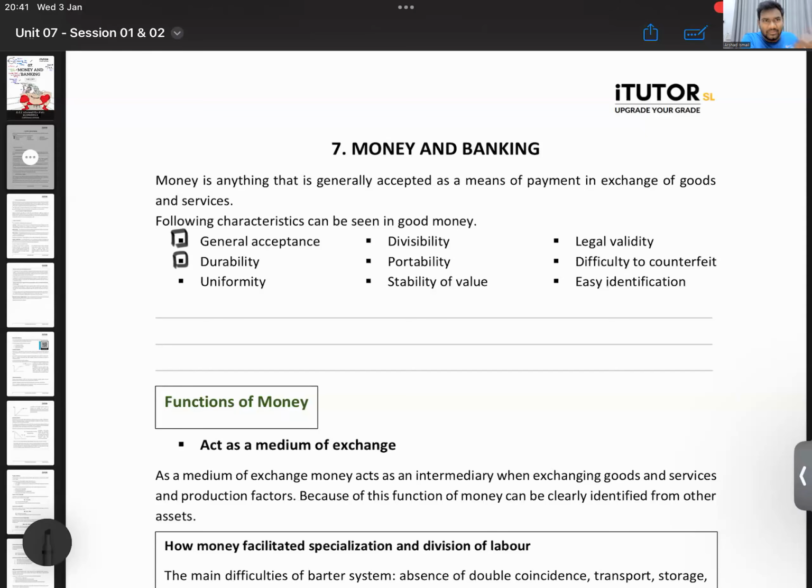So the second characteristic is durability. If you take money, sometimes after 2-3 weeks you put your hand in your pocket and find some money. But has that money got torn and is it in an unusable state? Don't you think you can still roll it up and still use it, right?